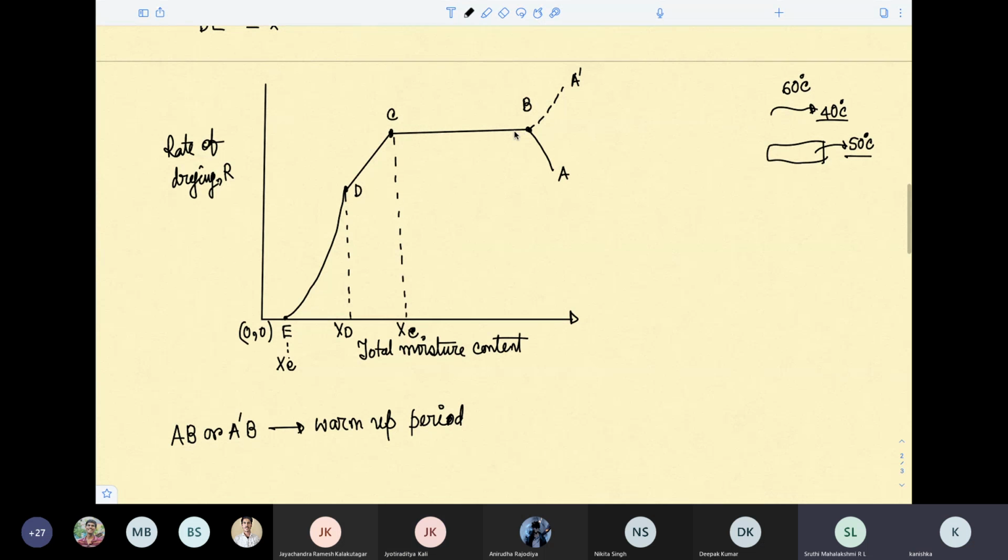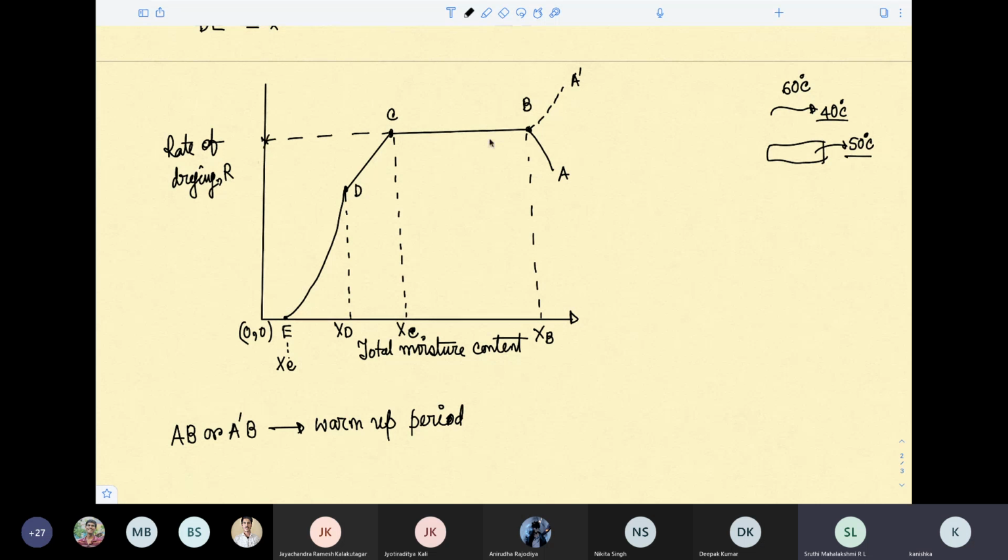Now B to C is the constant rate. So here it is XB. From here to here, from XB to XC, the rate of drying doesn't change. It is parallel to the x-axis, and this value remains constant.